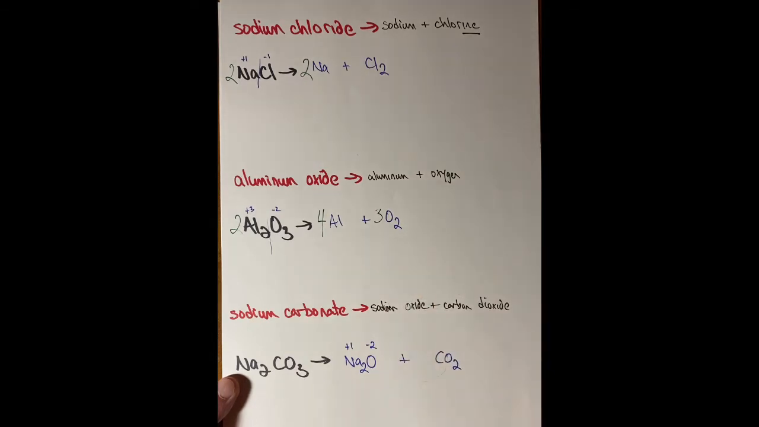oxide. And then the last thing we have to do, of course, is balance it. 2 sodiums, 1 carbon, 3 oxygens. 1 plus 2 is 3, so it's already balanced. So that's how you would do that one, okay?